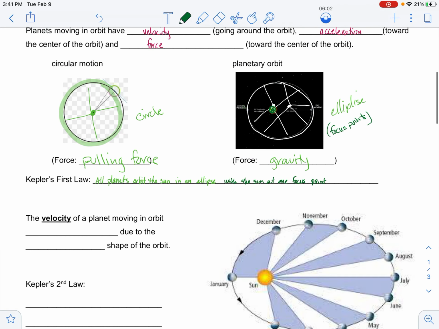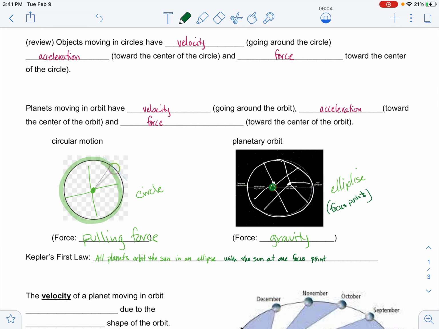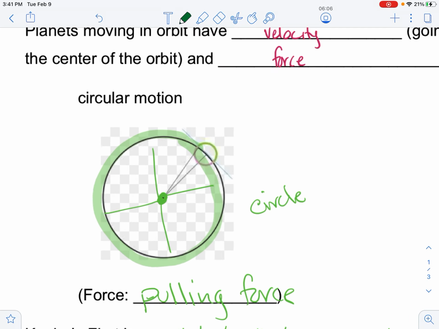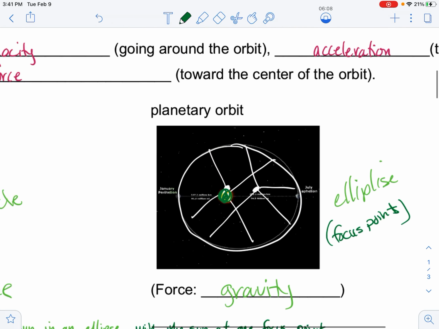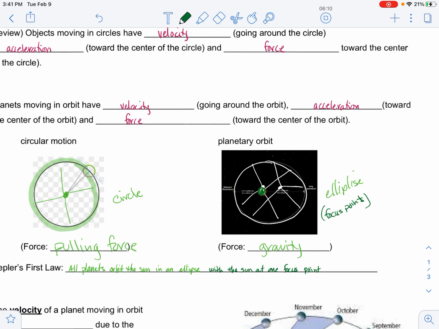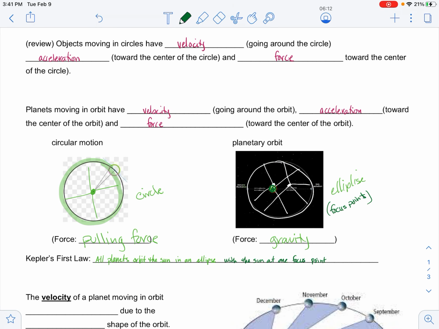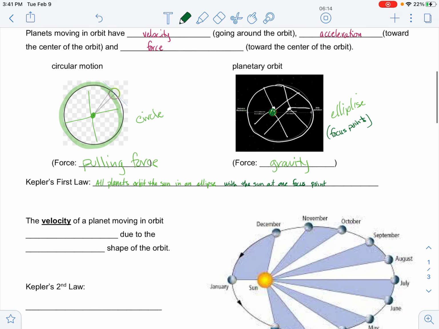Take a minute, go back, make sure you know the similarities and differences between a circle and a planetary orbit. Right, they're different shapes, and the center of them is different.